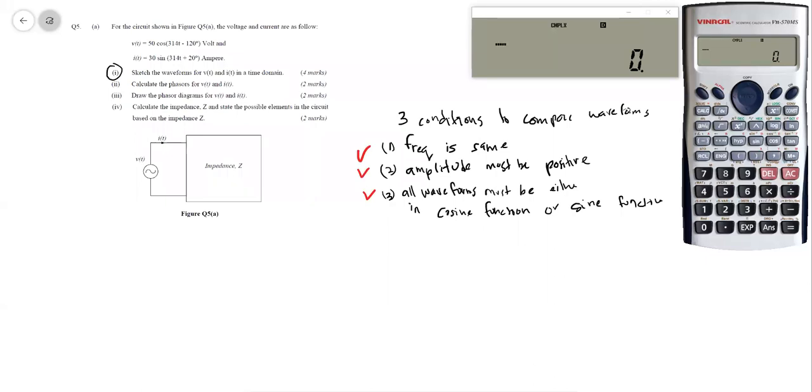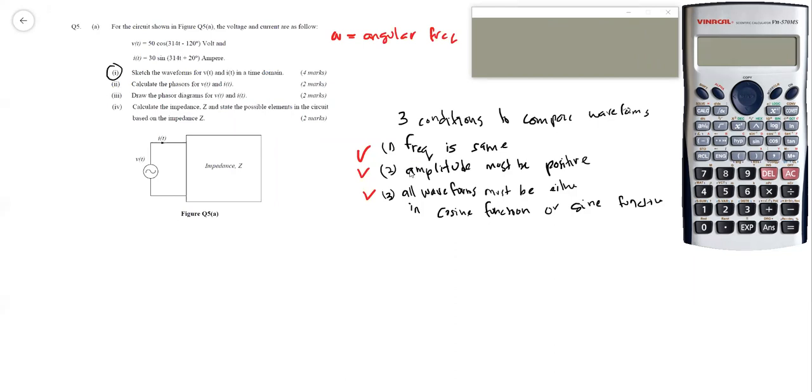So right now, as you can see, this voltage and current, the frequency for both waveforms are the same. 314 is actually your angular frequency, omega. So make sure that your frequency or angular frequency must be similar. As you can see, these both signals are similar.